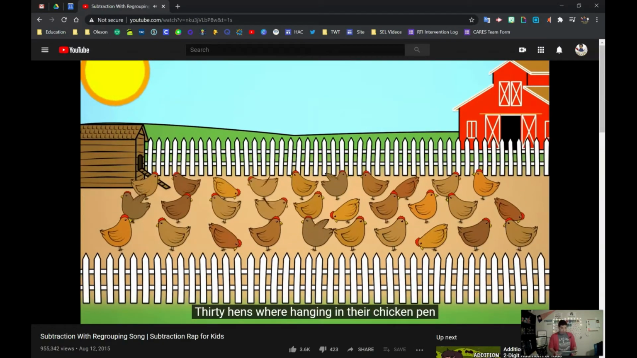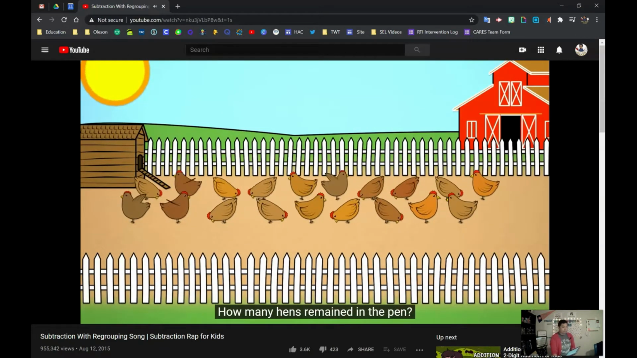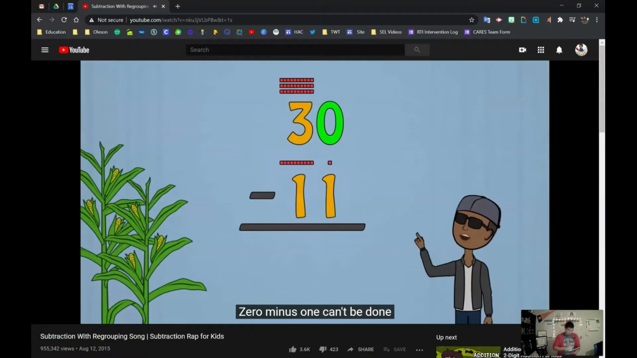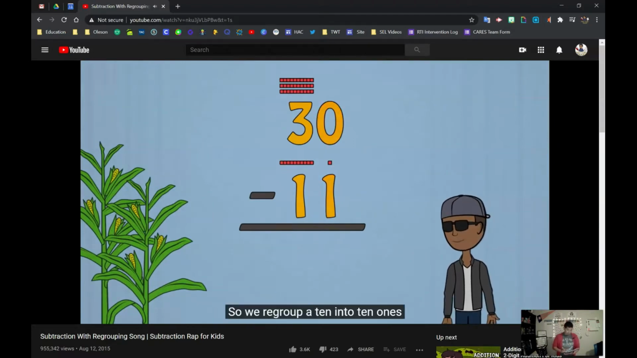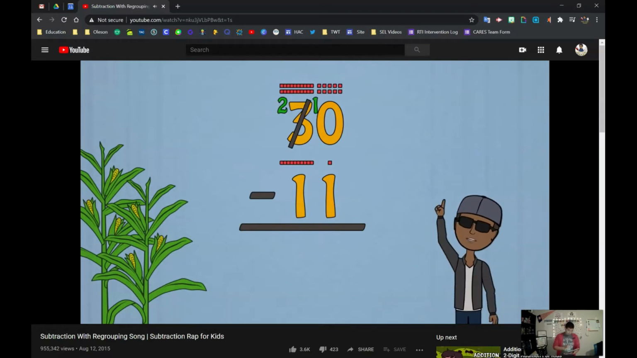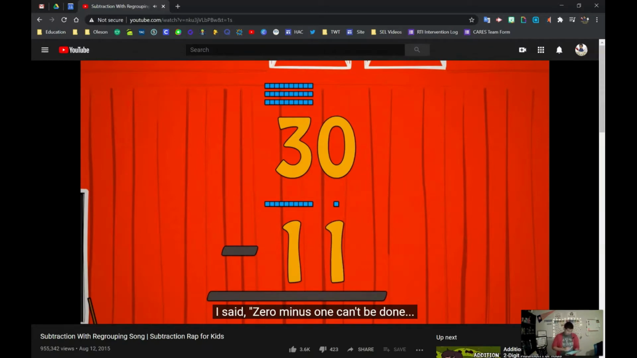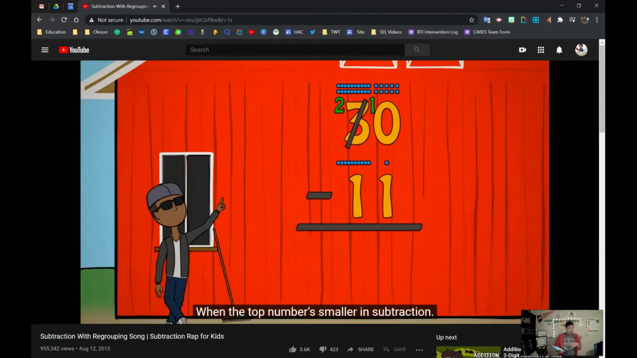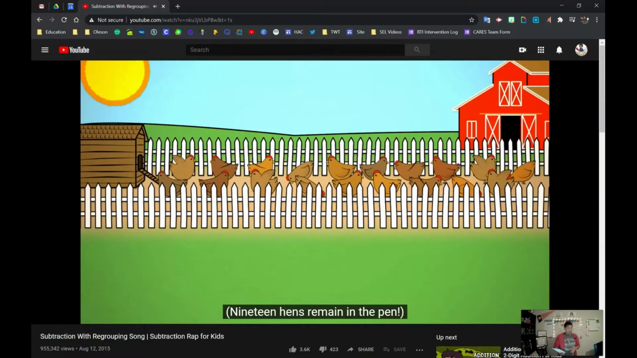Hens were hanging in their chicken pen. 11 of them suddenly jumped over the fence. How many hens remain in the pen? To figure out the difference when you subtract, I say 0 minus 1 can't be done, cause the top number's smaller than the bottom one. So we regroup a 10 into 10 ones. See, they borrowed, okay? They had to go to the neighbor and borrow. 19 hens remain in the pen.